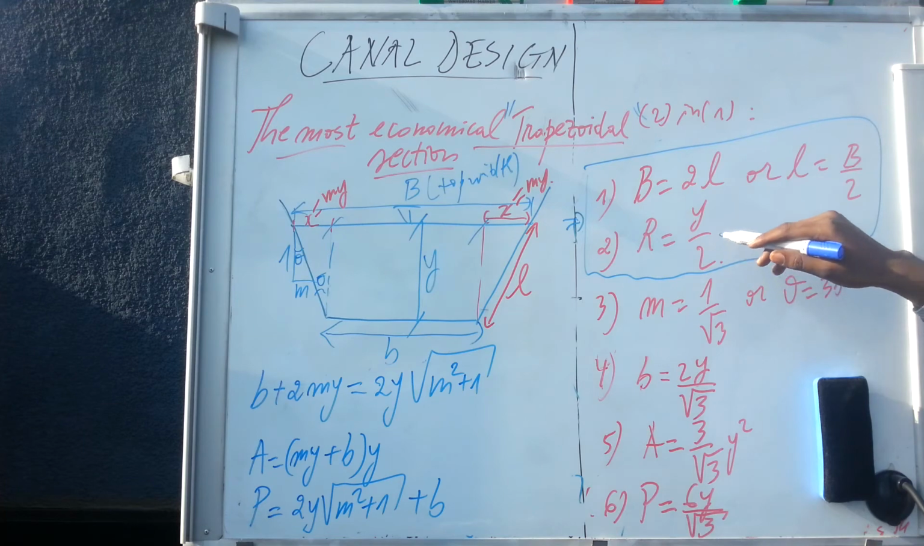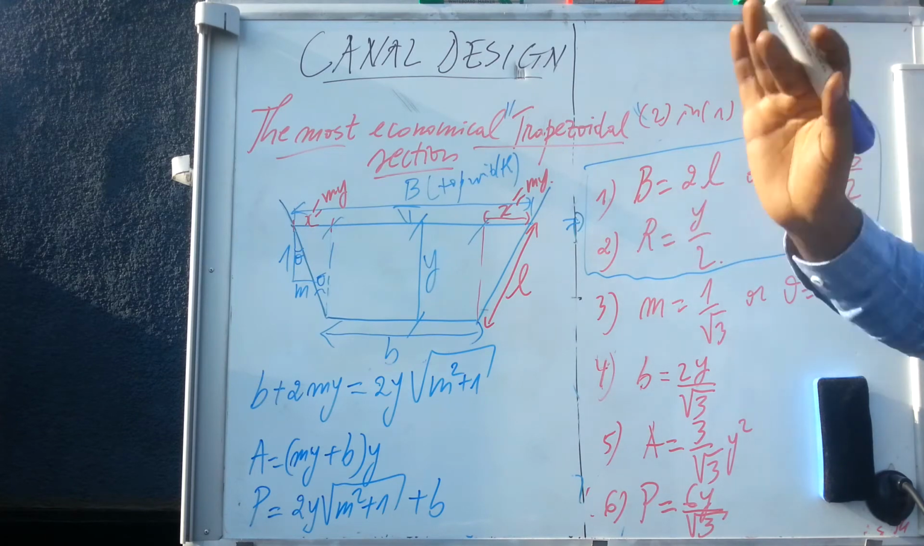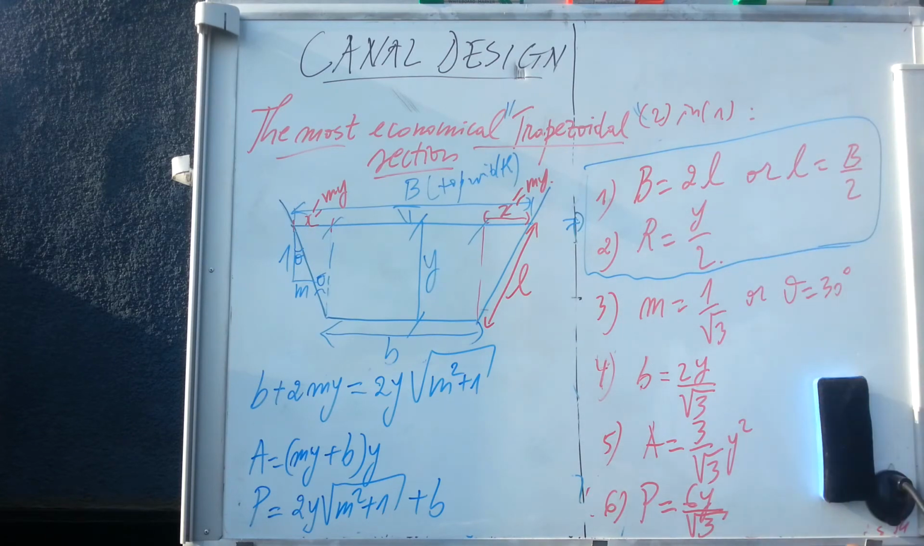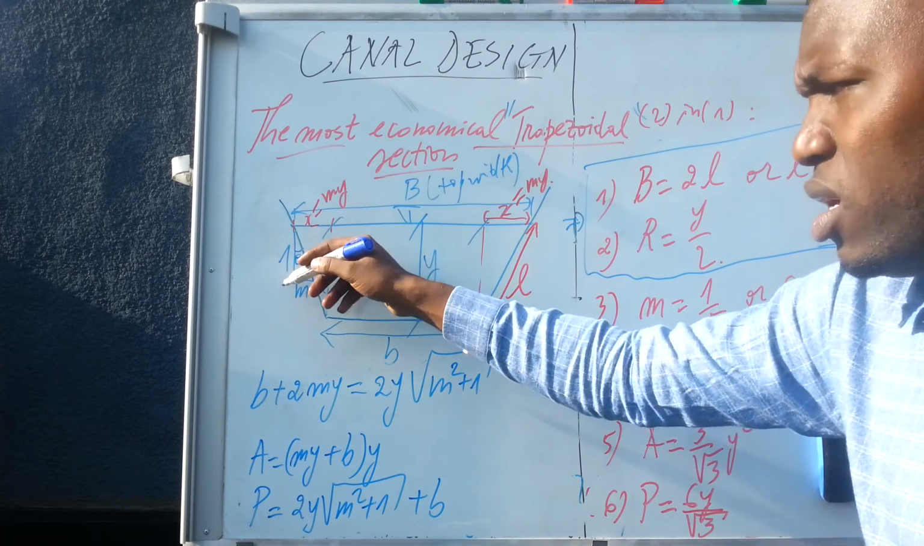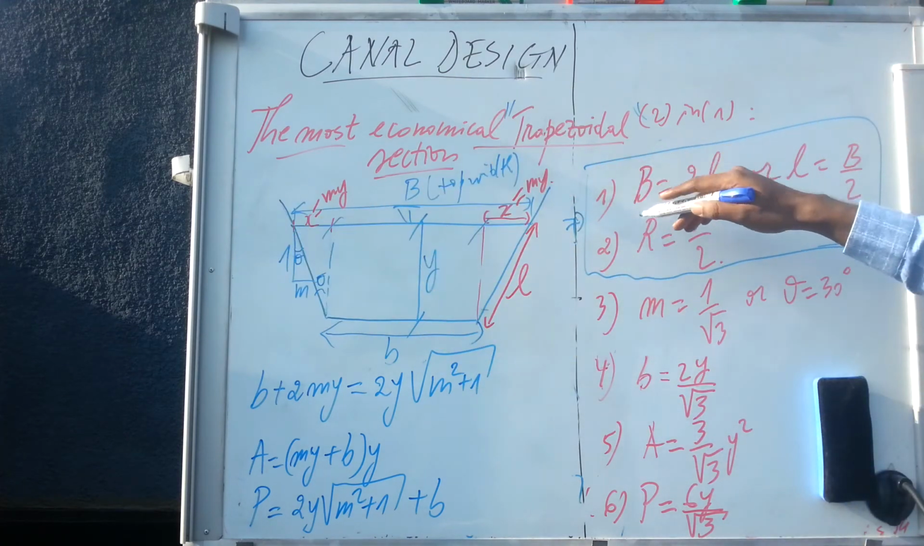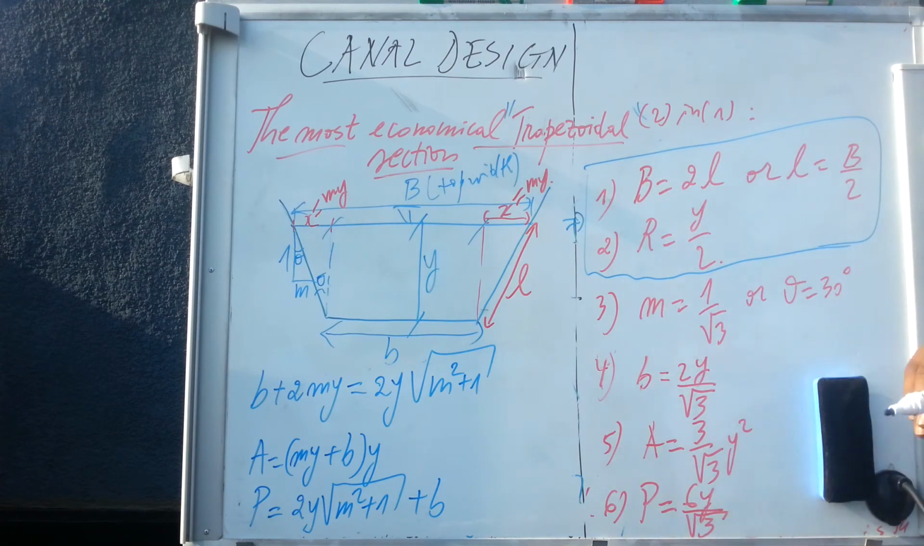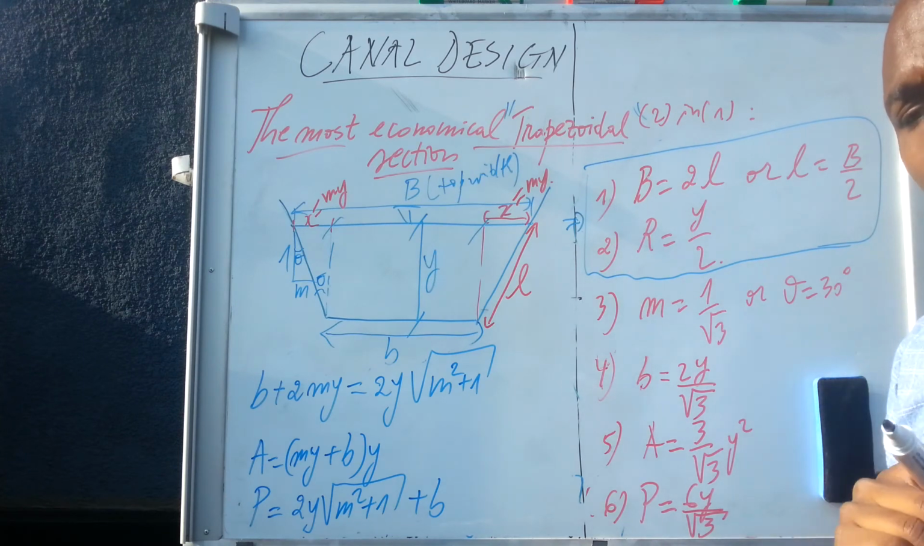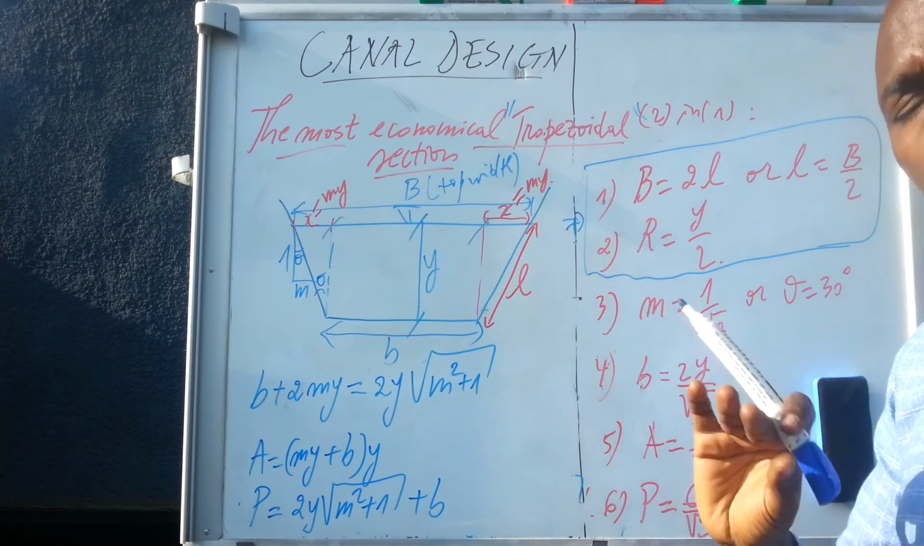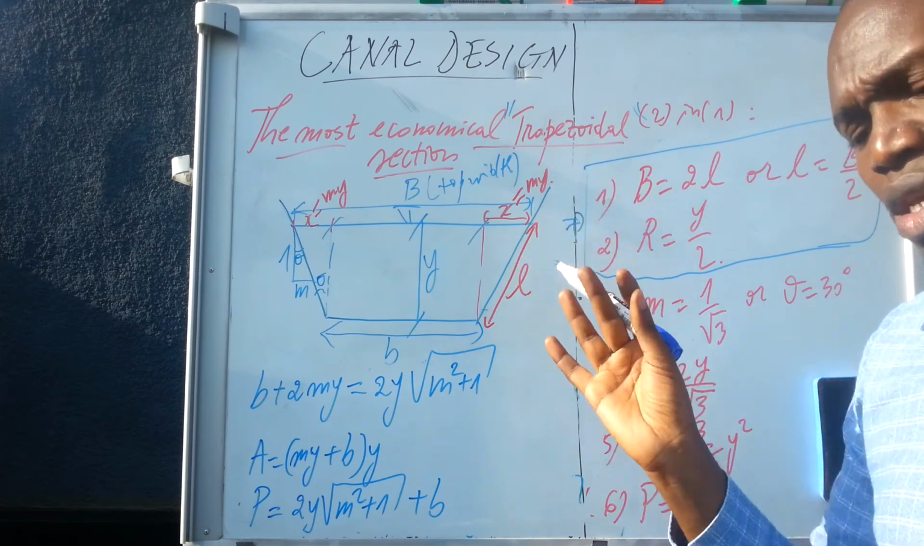Another important condition, the same as what we have seen in the rectangular channel: the hydraulic radius is also half of the water depth. These are major conditions, common to all types of most economical trapezoidal section. Whatever the side slope, these two remain the same. But now let's go to the remaining things, depending on the conditions for the most economical trapezoidal section, if the side slope has not been recommended in another way.